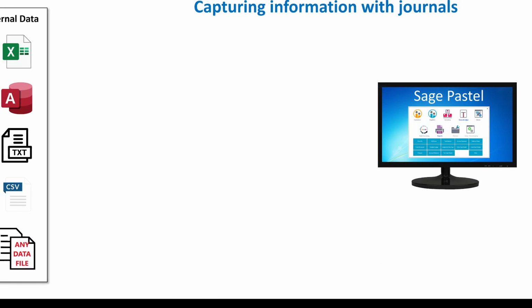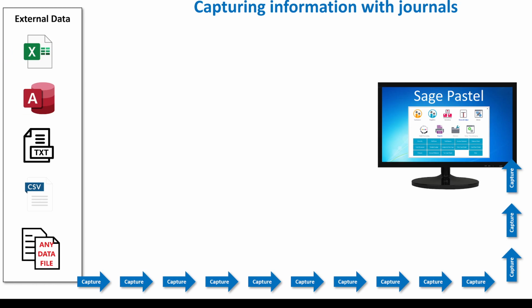Capturing information with journals. In the absence of integration, information must be captured manually on Sage Pastel, either through journal entries or document entries. Document entries include quotations and sales invoices on the debtor side, and orders and supplier invoices on the creditor side, just to name a few. Journal entries are by far the most efficient way of capturing external data on Sage Pastel, so we will be evaluating this specific process. Please note that if you are currently making use of Pastel document entries to capture external data, then the advantages of integration will be even greater than those highlighted in this presentation.